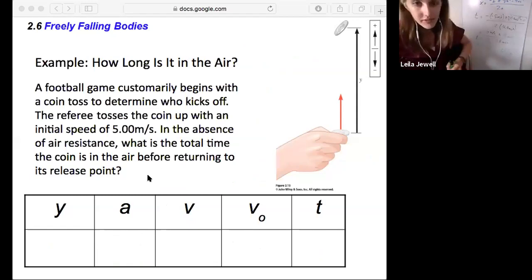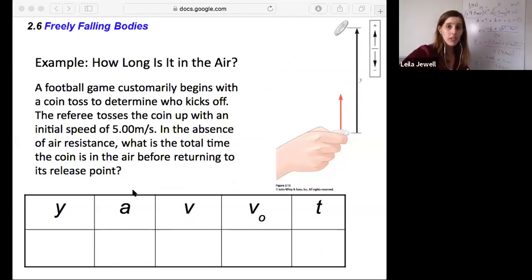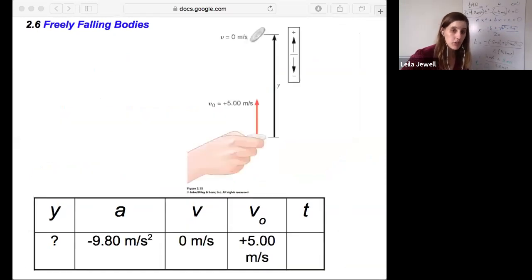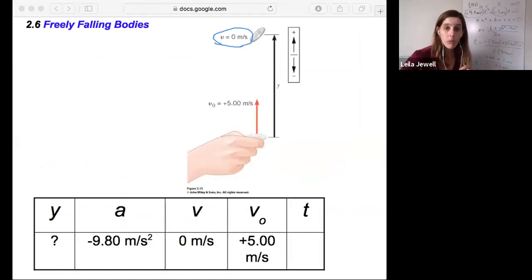All right, so that allowed us to solve for the time. And it's possible that we can solve for other things too. So we could have also potentially approached this to solve for the displacement to the highest point, right? If we want to solve for the maximum height of the coin toss, then we would definitely use the fact that at the top of the motion, the velocity is 0.